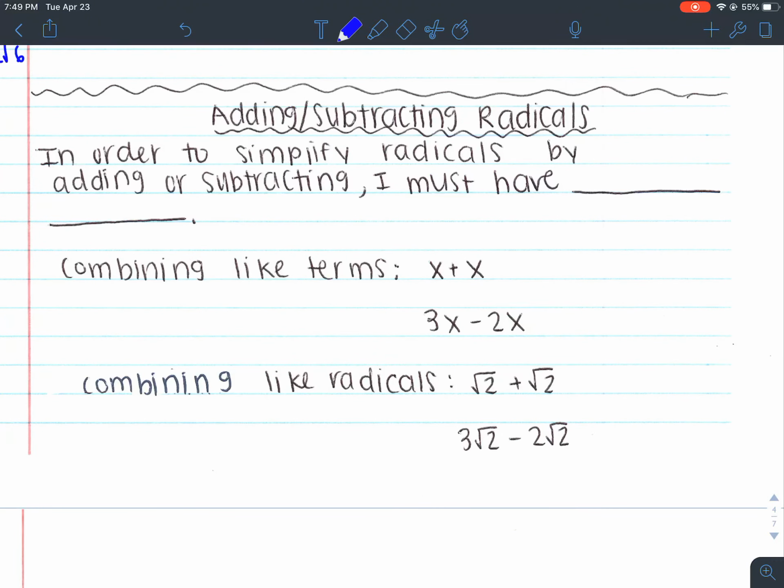All right, adding and subtracting radicals. In order to simplify radicals by adding or subtracting, I must have like radicals. I wonder if you guys can hear the thunder that's happening outside right now.